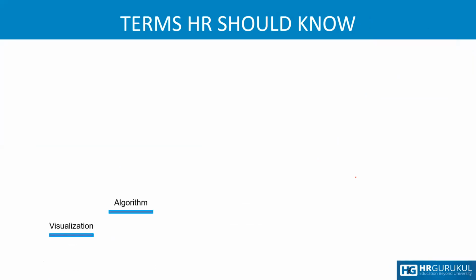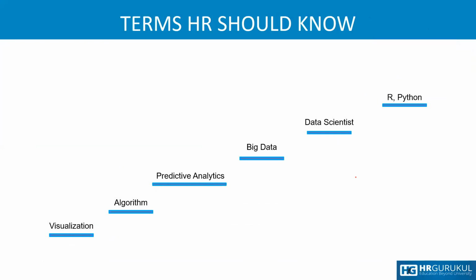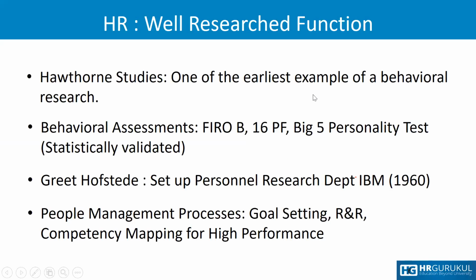So HR should know what is visualization, what are algorithms, what is predictive analysis, what is big data, who is a data scientist, and what is R and Python, right? They may not learn R and Python, but at least they should be aware of those terminologies, right? And to be very honest, HR is a very well-researched function, right? So if somebody tells me that HR mein data collect karna is a big challenge, I don't believe those things, because the psychometric tools that you have been using, FIRO-B or 16PF, have been statistically validated. Now, if behavioral tools can be validated statistically, do you think it can happen without numbers? No.